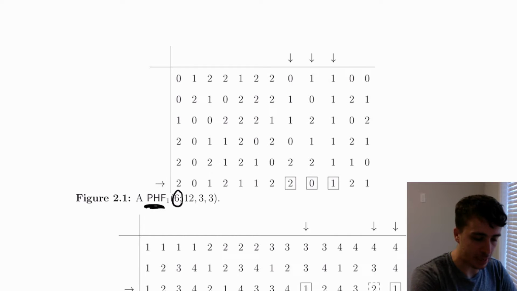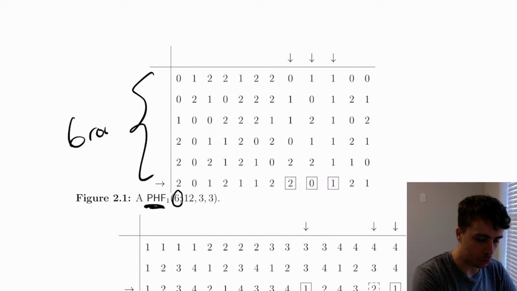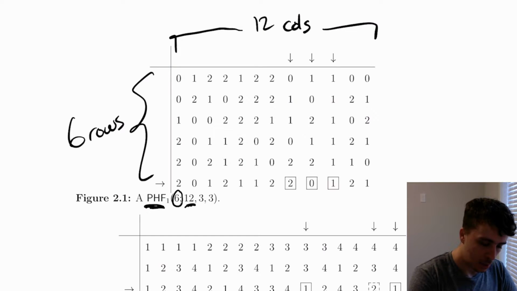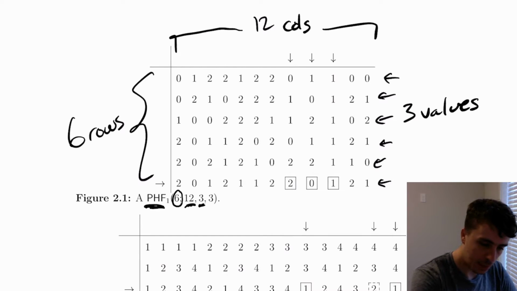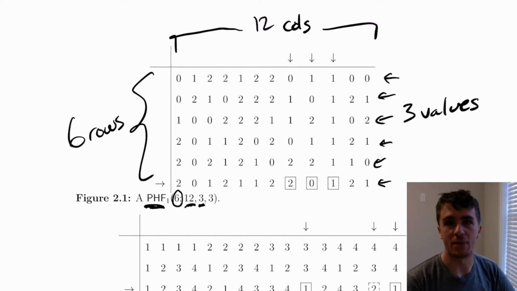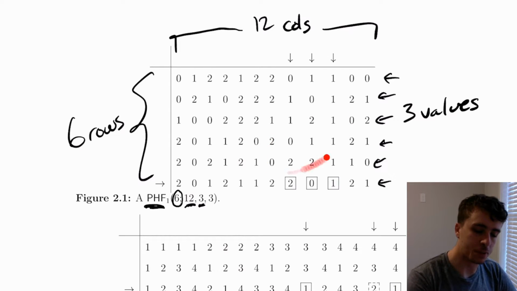The 6 right here means we have 6 rows. The 12 here means 12 columns. So that's pretty easy to see. The 3 here means that there are 3 different values in every single row, or at most three values, I should say. But in this particular case, you actually do need at least three. So there are always three values: 0, 1, and 2. 0, 1, 2, 0, 1, 2, and same for the other ones.